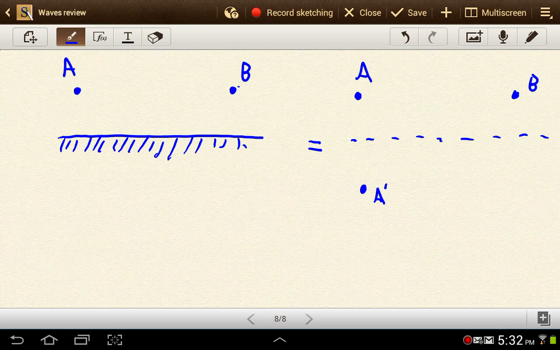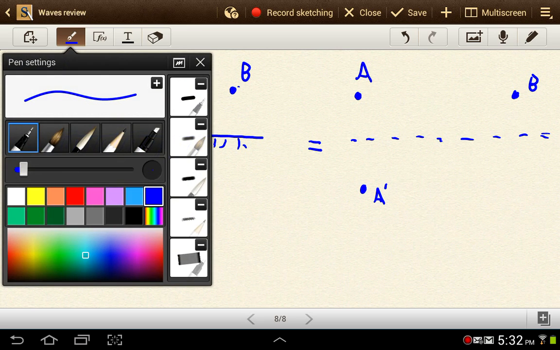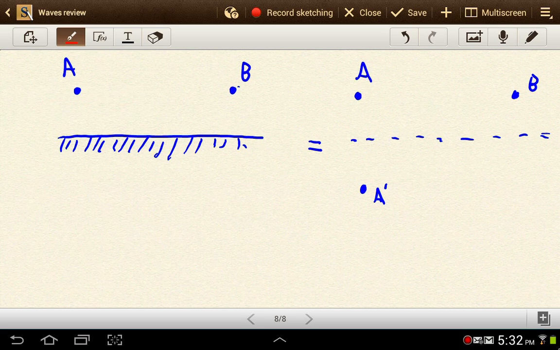And the trick here is that when you have this reflecting barrier, and it's reflecting waves upright, it acts as though you can imagine there's a mirror image of this whole thing over here. So there's another source at this point A prime, which is an equal distance from this imaginary line where the barrier is.